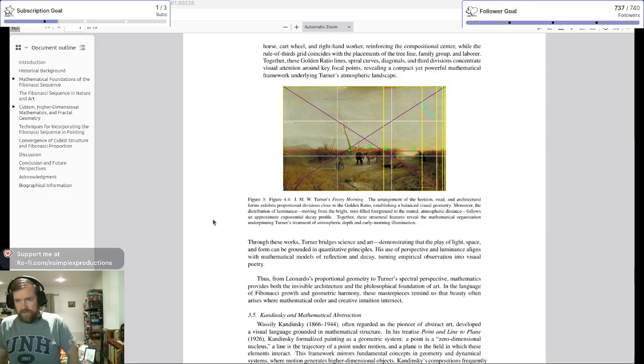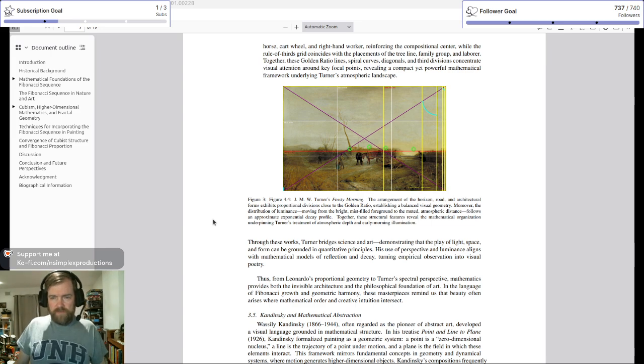Arrangement of horizon, road, and architectural forms exhibits proportional divisions close to the golden ratio, establishing balanced visual geometry. Moreover, distribution of luminance, moving from bright mist-filled morning foreground to the muted atmospheric. That's just literally how sight works in a foggy place like England. Follows an approximate exponential decay.